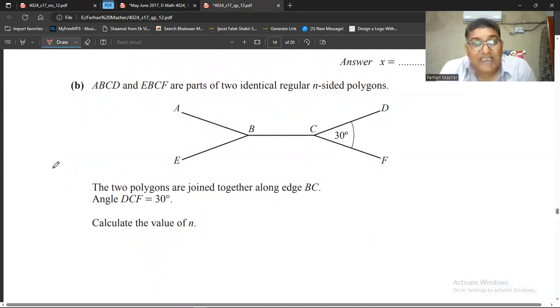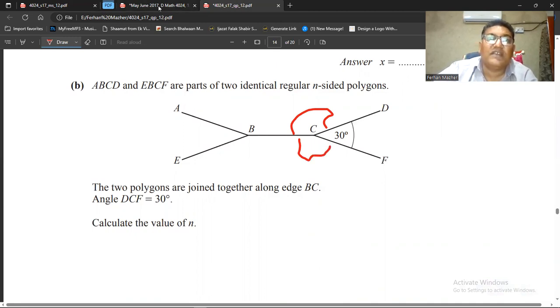He says A, B, C, D, E, B, C, F are parts of two identical regular n-sided polygons. The two polygons are joined together along the edge BC. Angle DCF equals 30. So this polygon and this polygon are the same, so their internal angles will also be the same. So this angle and this angle will both be the same.